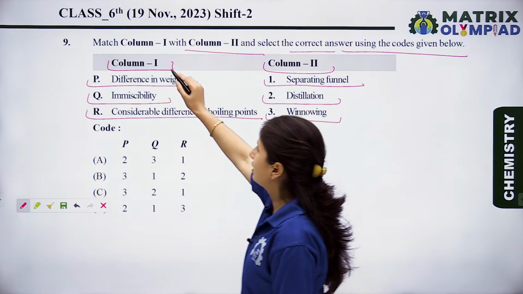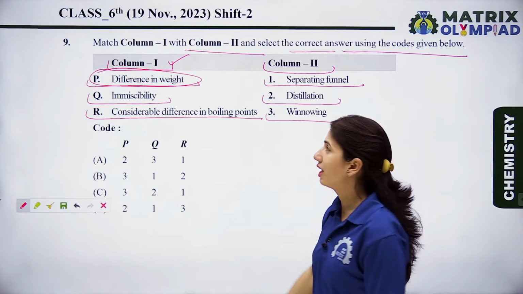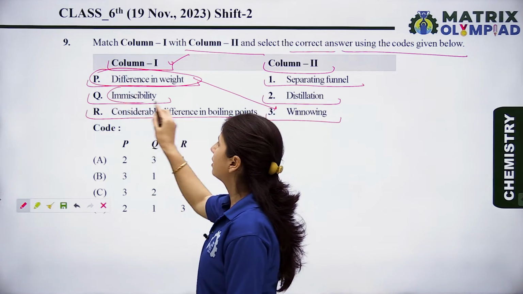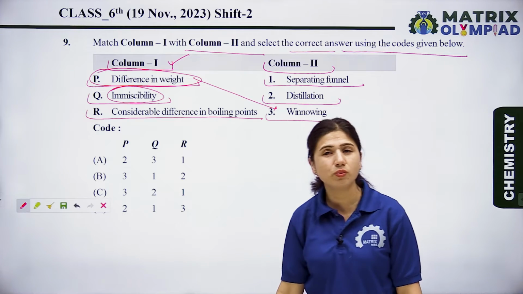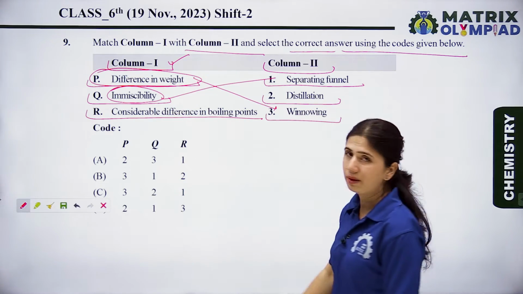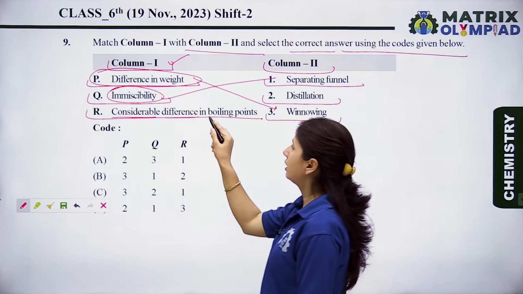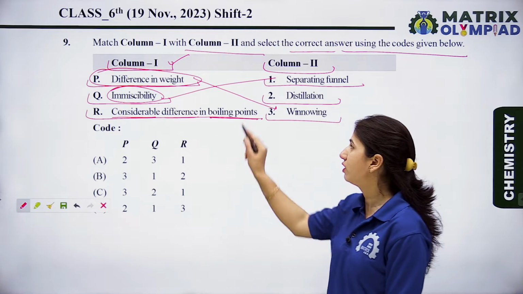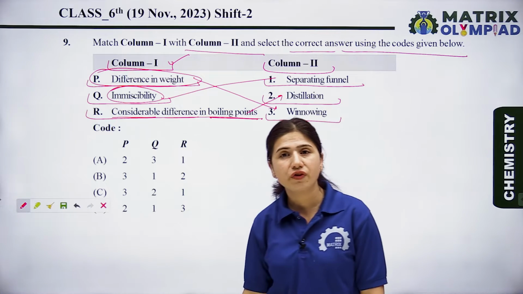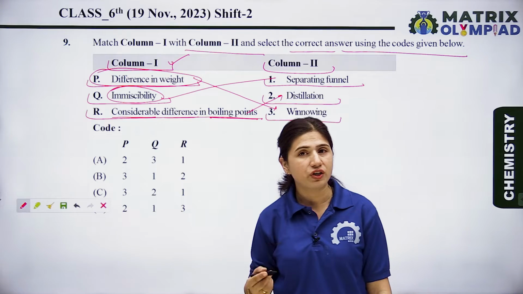Okay, so now let's see column first again. If there is a difference in the weight of the two substances, it can easily be separated by the process of winnowing. Okay, now let's see Q, immiscibility. If two substances or two mixtures are immiscible in each other, they can easily be separated by separating funnels. Okay, now let's see R, considerable difference in the boiling point. If there is a considerable difference in the boiling points, they can be separated by distillation, and if there is a difference in the boiling point below 25 degrees, they can be separated by fractional distillation.